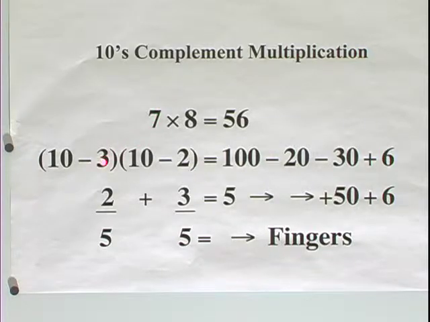Now if there's 3 fingers open, there must be 2 closed. If there's 2 fingers open, there must be 3 closed. So if we add the closed fingers, 2 plus 3, we get a 5, and that's the tens place. Multiplying the open fingers, we get the 6. Adding the closed fingers, we get the 5, the tens place, and the ones place. So it is 56.